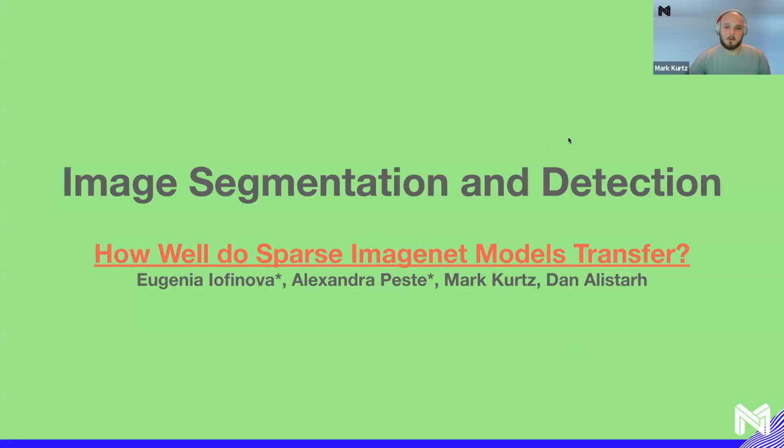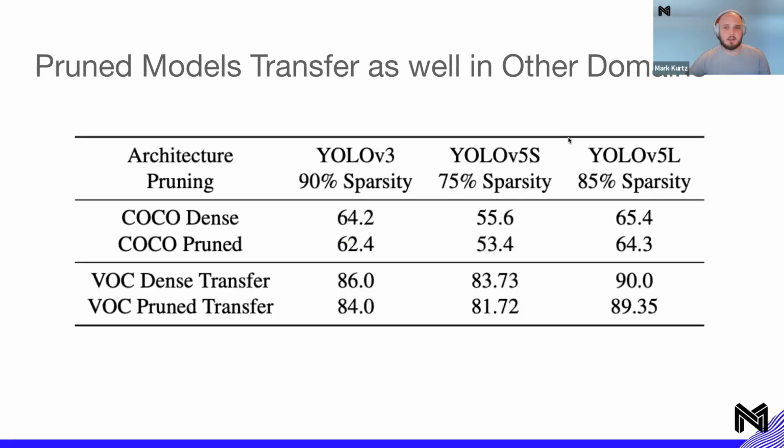And then finally, from this paper, we also evaluated image segmentation and detection, and I put the detection results in here for brevity. Ultimately, what we evaluated on was YOLOv3, YOLOv5S, and YOLOv5L at different sparsity levels. Looking at COCO dense versus COCO pruned, we do see a little bit of a drop for the pruned models on COCO, and that drop ended up being equivalent to what we saw on the VOC dataset that we transferred to, right? So doing VOC dense transfer from COCO, and then doing VOC pruned transfer from the COCO pruned. Overall, the percent drop was equivalent across these. And we saw the same for segmentation, which we evaluated on a YOLACT model on the COCO dataset as well.